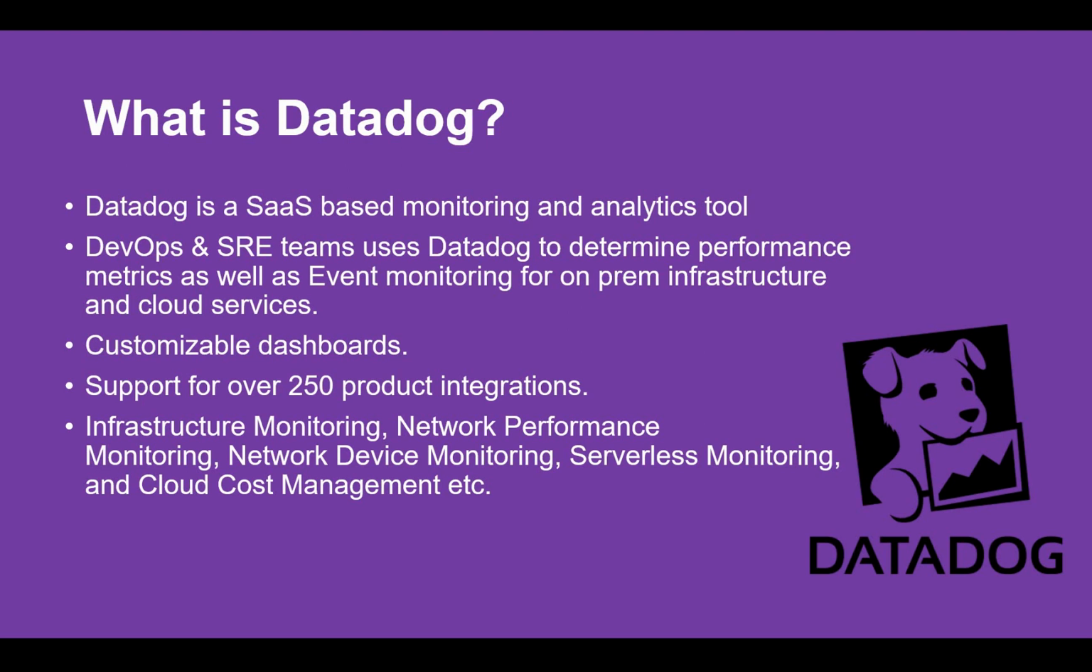You have different tools like Prometheus, Grafana, right? We have used a lot of tools for monitoring. You also have different other tools in IT for DevOps and SREs. They use different tools to monitor their infrastructure. So for DevOps and SRE teams, using Datadog is pretty important, because if you are using Datadog as your tool for monitoring, you will be using it to determine your performance metrics as well as event monitoring, on both on-prem infrastructure or cloud services.